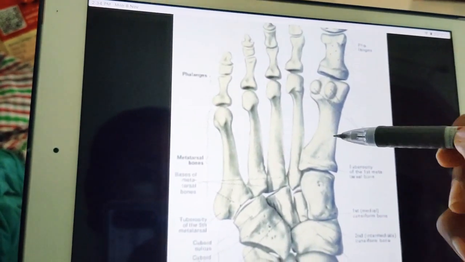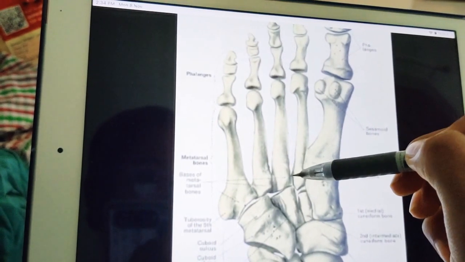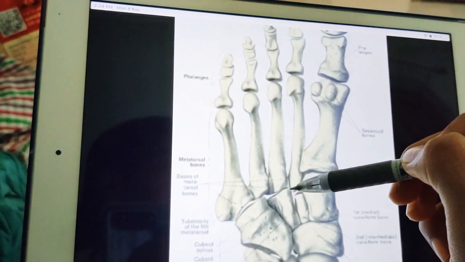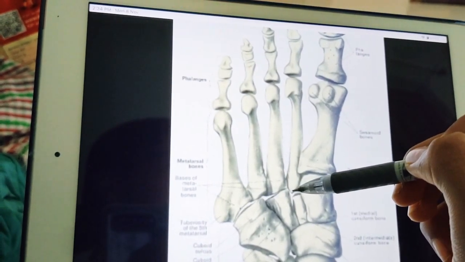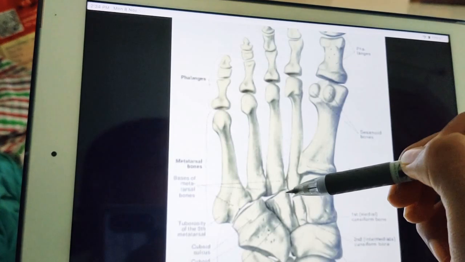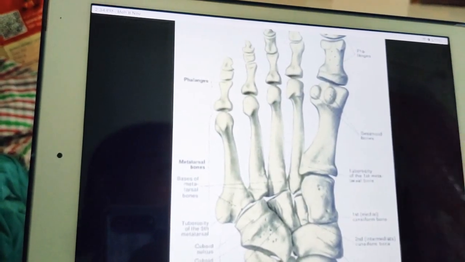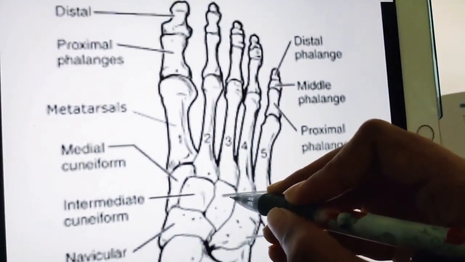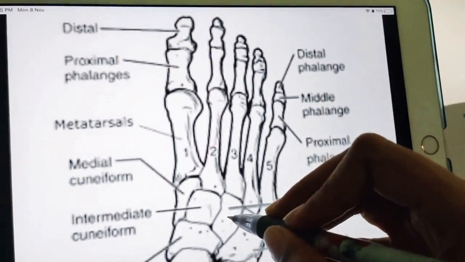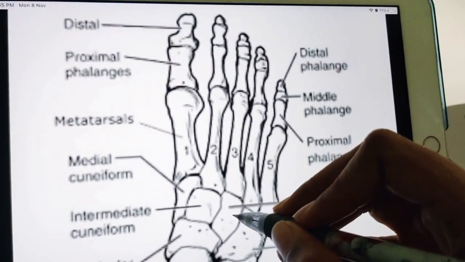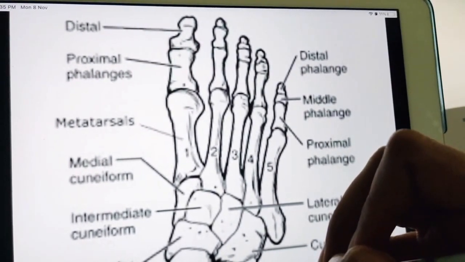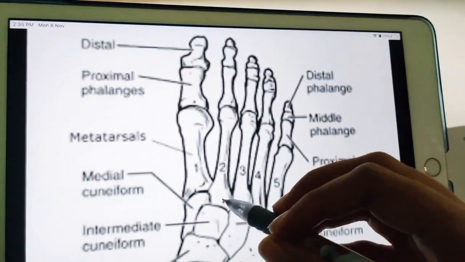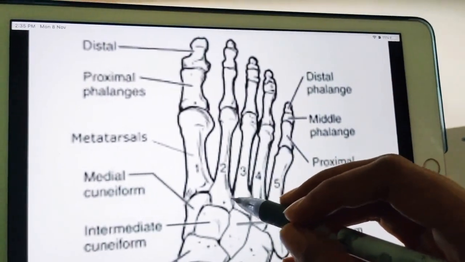So of course this will be the medial side, this will be the lateral side. Here it has mainly two facets, a large dorsal and a small plantar, each of which is subdivided into a proximal part for the lateral cuneiform bone and a distal part. So the second metatarsal's proximal part articulates with the lateral cuneiform bone, and its distal part articulates with the third metatarsal.